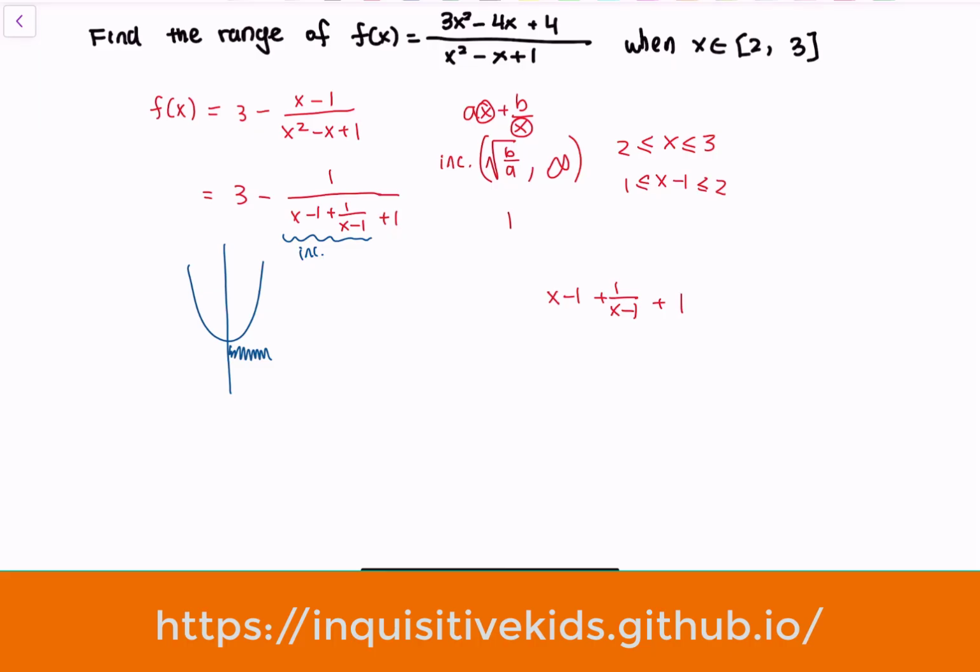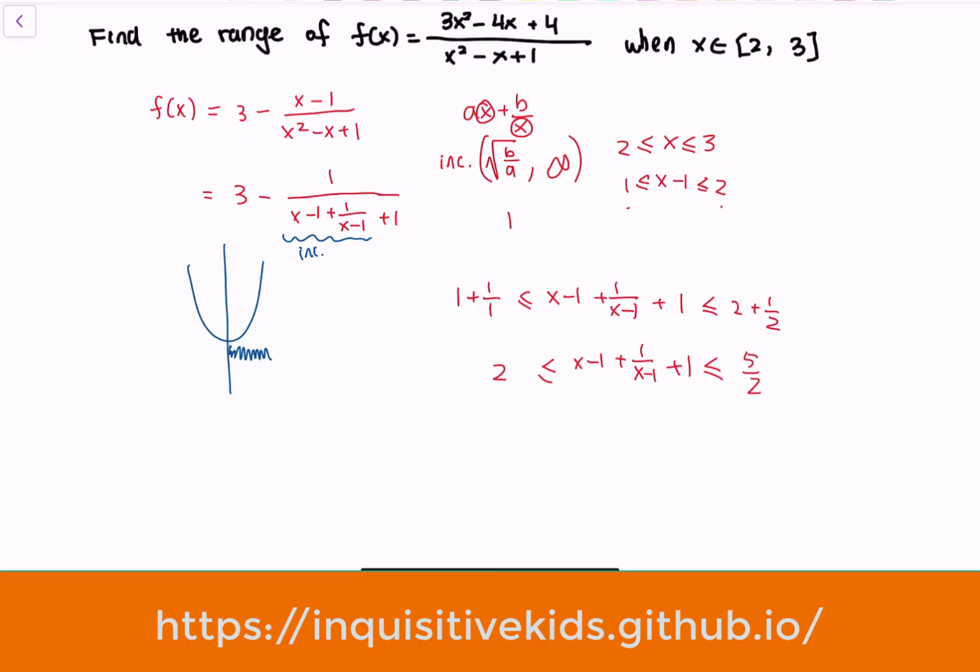of f of x. The lowest value occurs when x minus 1 is at its lowest. And we know that x minus 1 is at its lowest when it's equal to 1. So we have 1 plus 1 over 1. And the maximum value occurs when x minus 1 is equal to its highest. So we have 2 plus 1 over 2, which means in the end, the whole denominator falls between 2 and 5 halves.